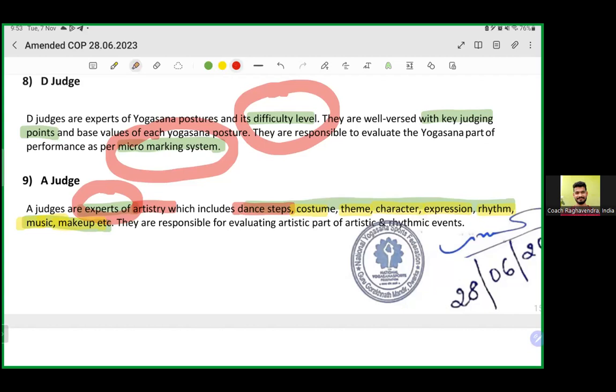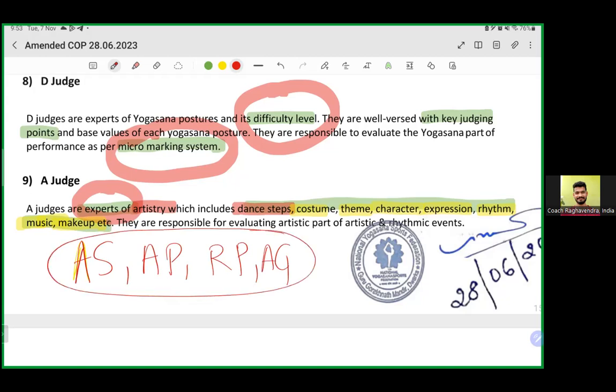What are those artistic events? Artistic yoga solo, artistic pair, rhythmic pair, and group. In these four particular events, the artistic judge is going to give marks for dance steps, theme, costume, expression, rhythm, music, and makeup. He is not going to intervene with the judging of marks of the difficulty judge or any other judge.